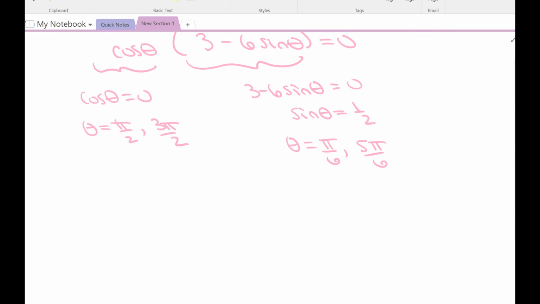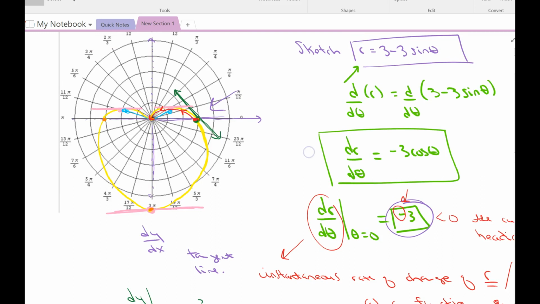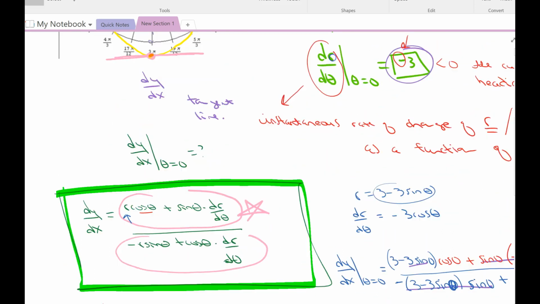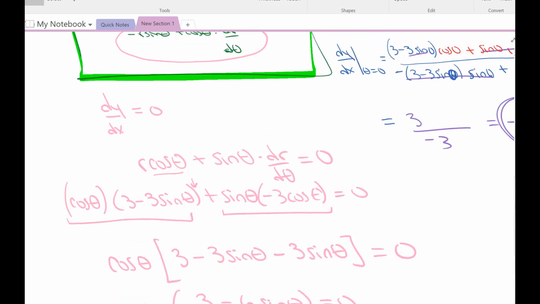At theta equals pi over 2, dy dx is undefined. And why is dy dx undefined? Dy dx is undefined for all the reasons dy dx has always been undefined at a cusp. At that point, dy dx is undefined.